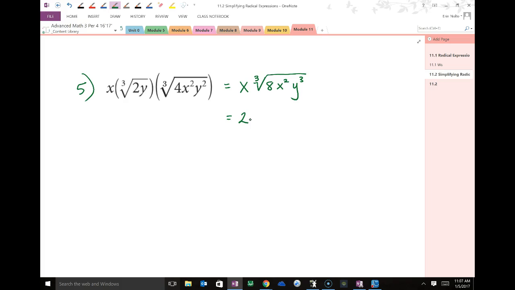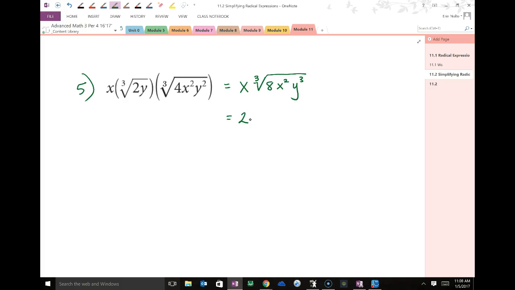Rewind question? Yeah. How'd you get 8x? I multiplied the things on the inside together. So 2 times 4 is an 8, and then I have an x squared, and I have a y times y squared to make y cubed.